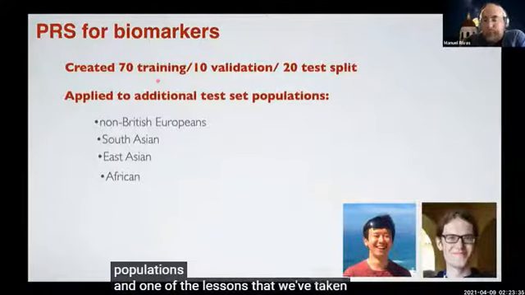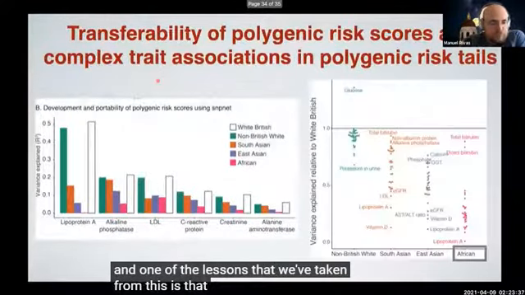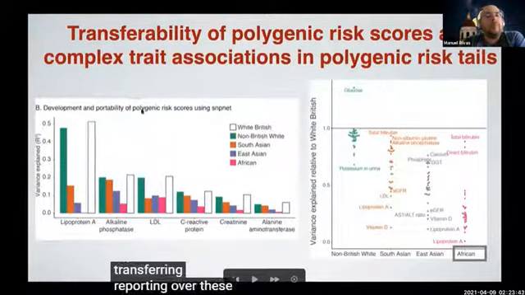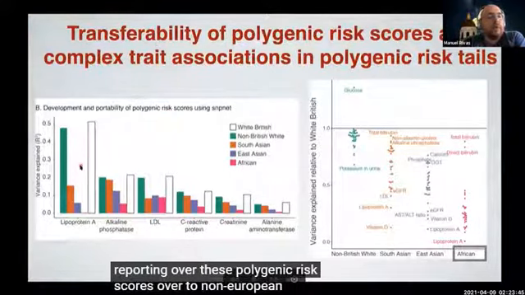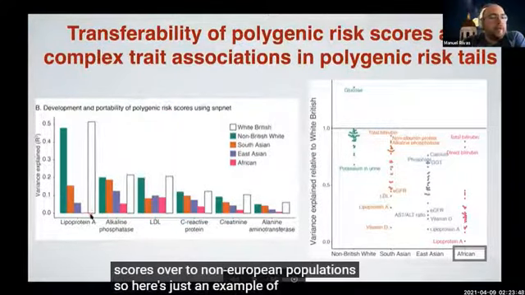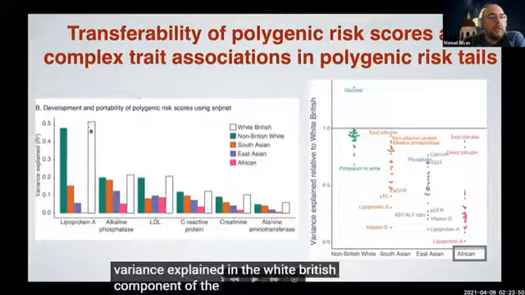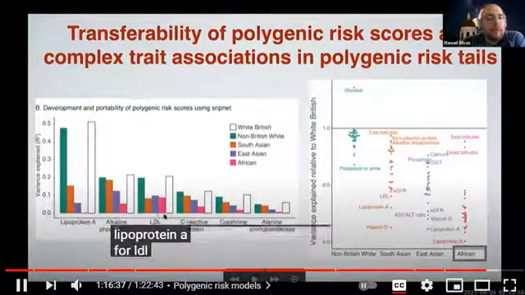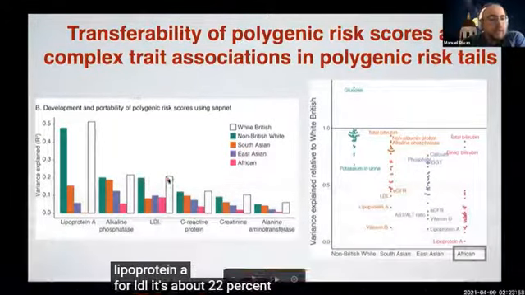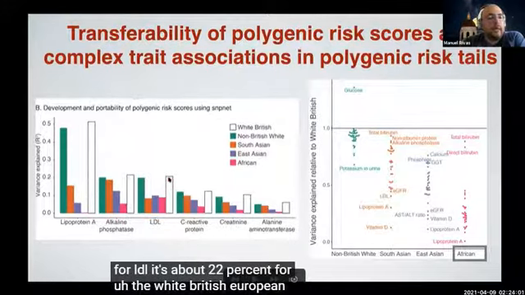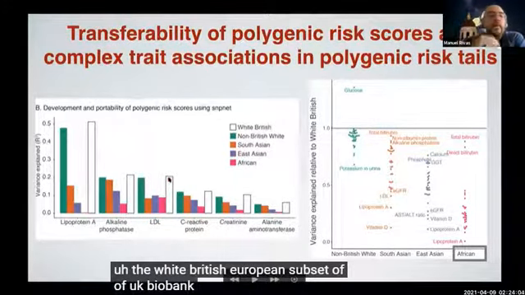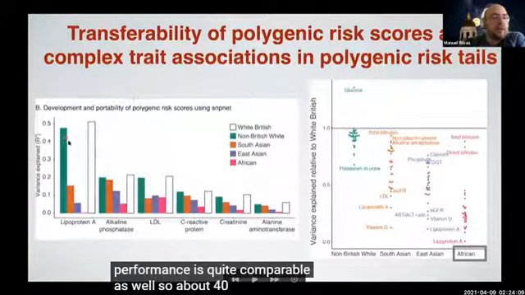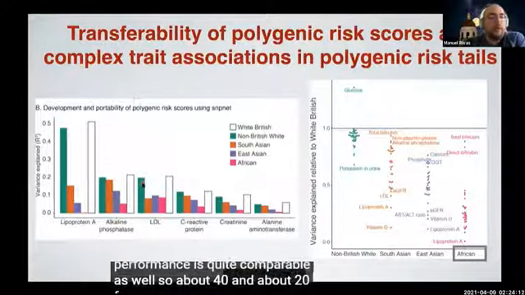And one of the lessons that we've taken from this is that there is some limitation in transferring or porting over these polygenic risk scores to non-European populations. So here's just an example of the variance explained in the white British component of the UK Biobank. It is about 50% for this biomarker called lipoprotein A. For LDL, it's about 22% for the white British European subset of UK Biobank. In the non-British European, the performance is quite comparable as well, so about 40% and about 20% for LDL.